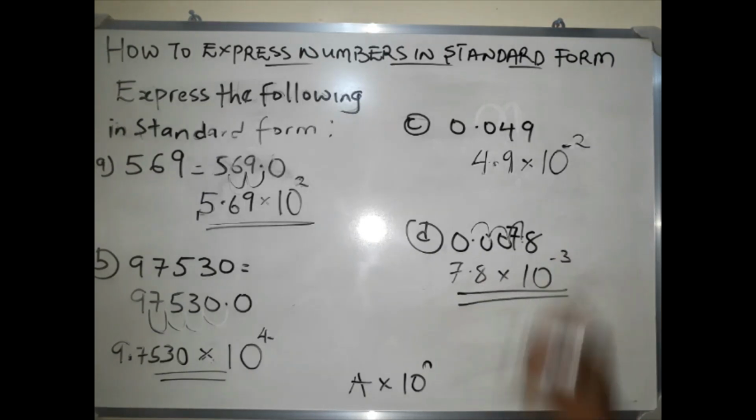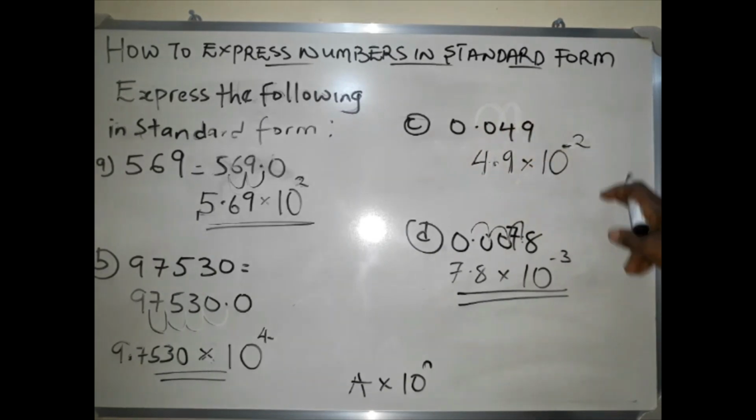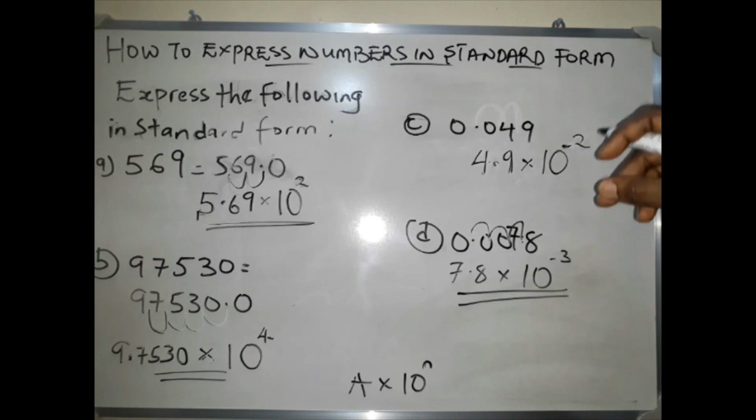So like we did here, we moved this decimal point to the right, taking note of the number of places we moved it, and that number of places is what we write as our power of 10. But the sign will depend on the direction in which we move the decimal point. If we move the decimal point to the left, it will be positive. But if we move the decimal point to the right, it will be negative. So this is how you express numbers in standard form.